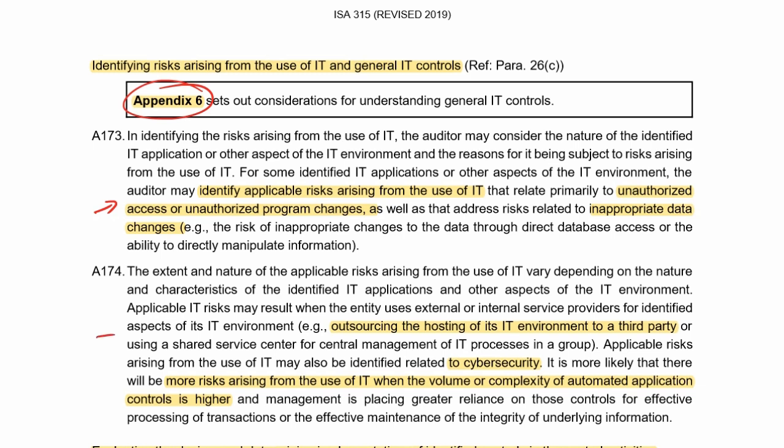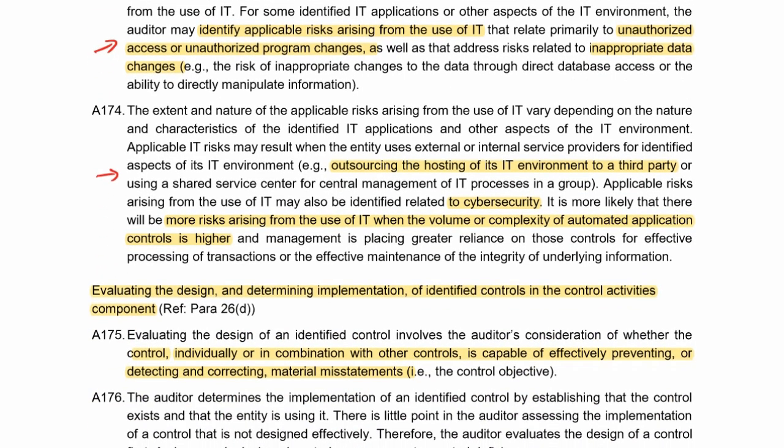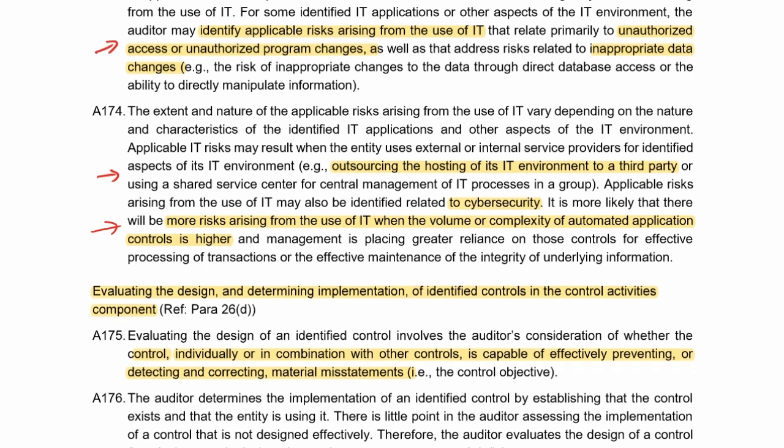If they decide to outsource, there's a risk of your cybersecurity. So if the outsourcing company doesn't have the necessary controls, they could lose information. And they just make an additional note here. The higher the volume of transactions, the more automated application controls could be complex. Okay, so guys, those are the key points that I want to highlight where this standard actually discusses IT.